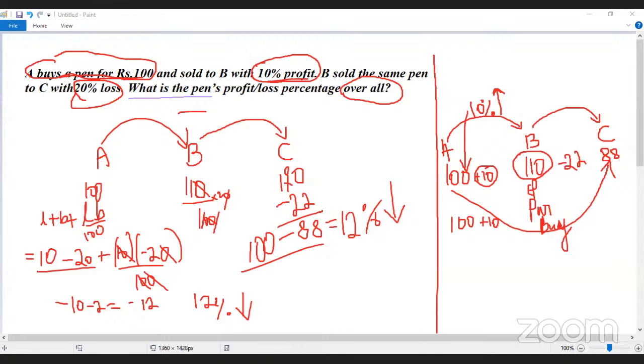Excuse me, sir. Yes, Dilip. Loss. Loss. Loss.